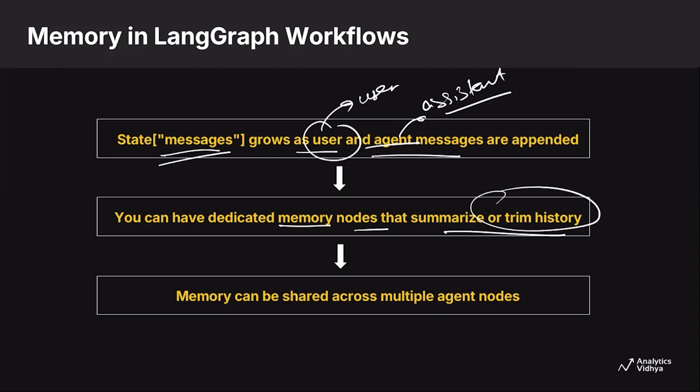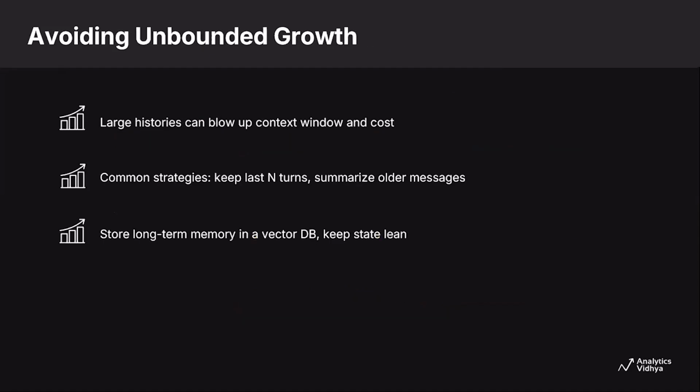Hence, in order to avoid this, it's always a good idea to have a summarizer node in place, which can trim based upon how many messages are there in the current stack. And memory can be shared across multiple agent nodes. I think we have discussed this multiple times. Now, why do we need to trim? Because large histories can bloat up the context window and cost.